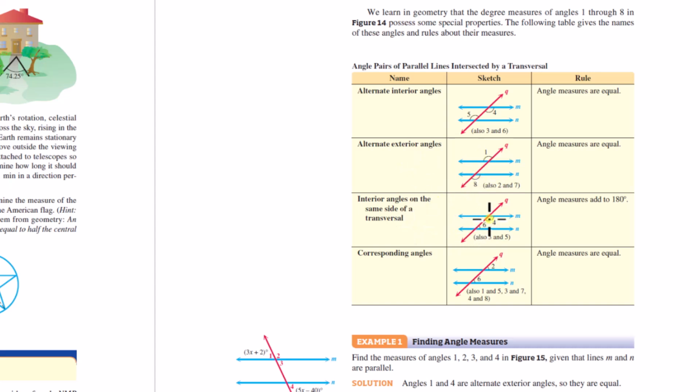The interior angles on the same side of the transversal add to 180. And then corresponding angles, so like these types of angles, are equal. And you can think about it, they figured this out because you have vertical angles here. So if opposite interior angles are equal, then these two angles are going to be equal as well.